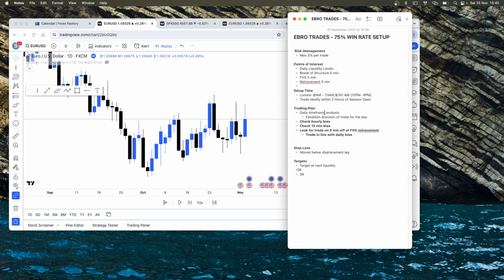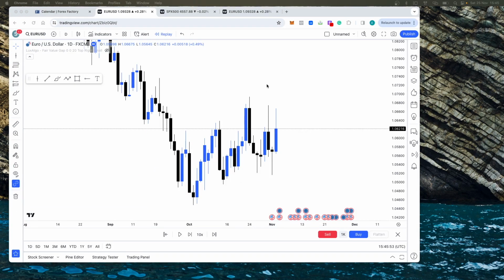I think all of this is going to make sense with the three examples we're about to do. So I'll jump straight into the first example. All right, the first trade was a trade I took using this particular setup, let's call it the Ebro sweep on the Euro USD. I took it on Friday, the 3rd of November.